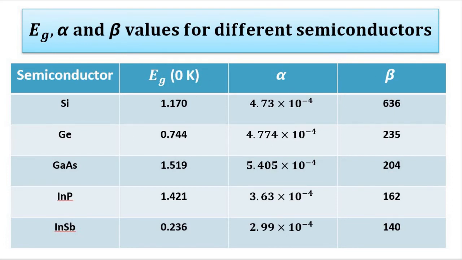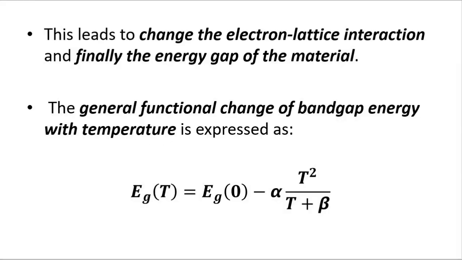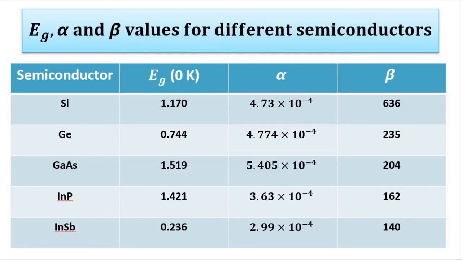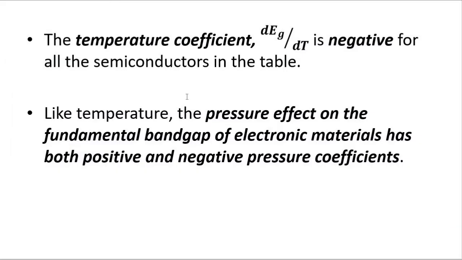So if we put these values in this equation, we'll get the general value of band gap energy at a specific temperature T in terms of Kelvin. So this is the relationship with respect to temperature. And for all these semiconductors in this table, the temperature coefficient, that is the rate of change of band gap energy with respect to temperature, is negative. This is about the temperature relationship.